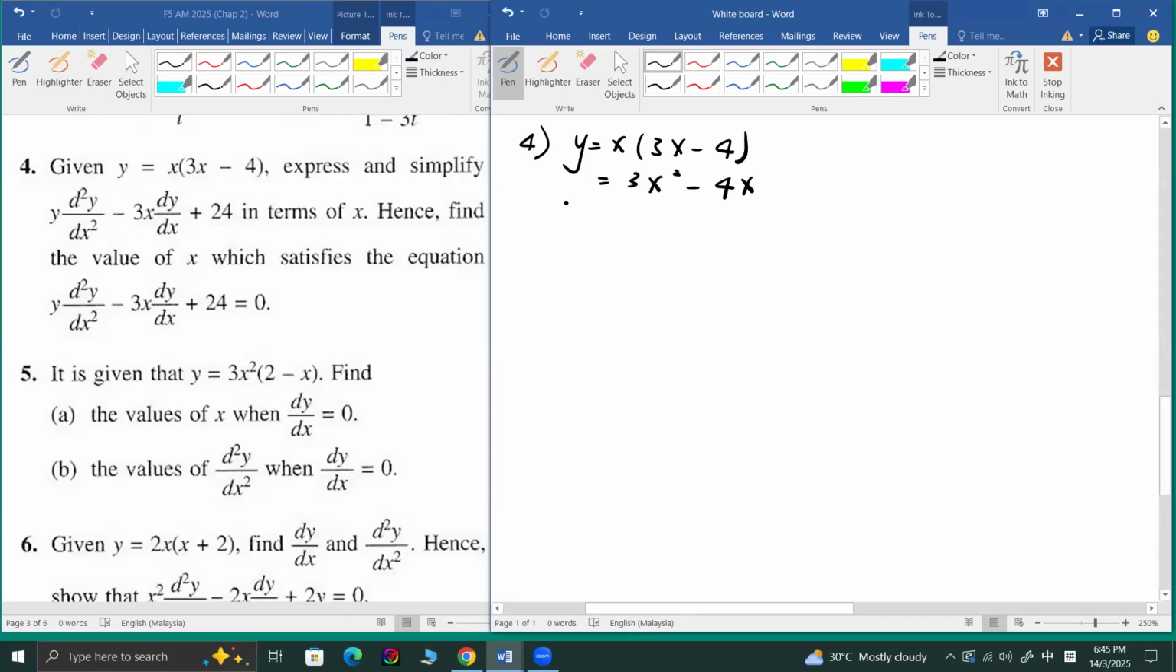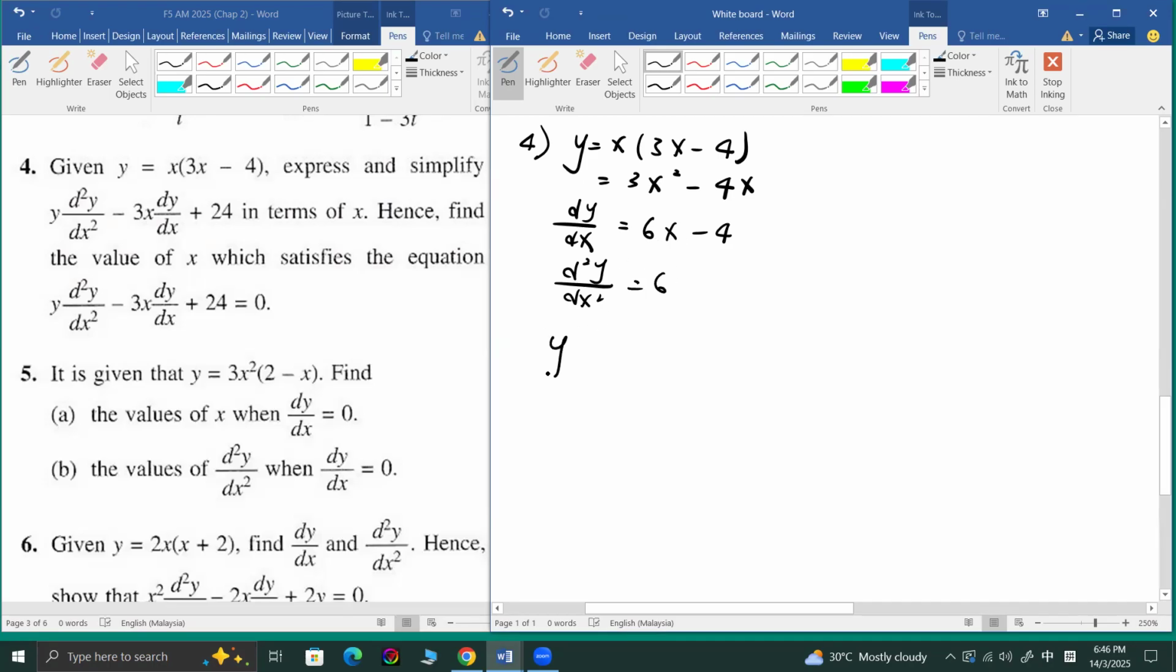Easier. So class, now you see, get dy dx first. Why do I know I need to do dy dx? Because I need to substitute here. 6x minus 4. Okay, next, second derivative. 6x, you get 6.